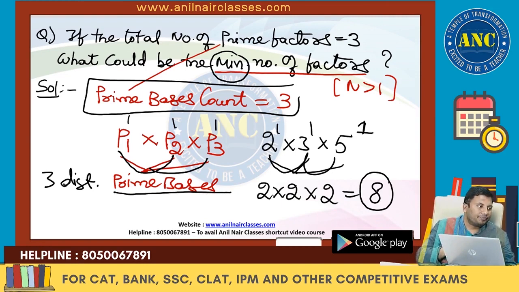One plus prime factors plus composite factors, that is nothing but the total number of factors. 1 plus prime factors plus composite factors, that is nothing but the total number of factors.